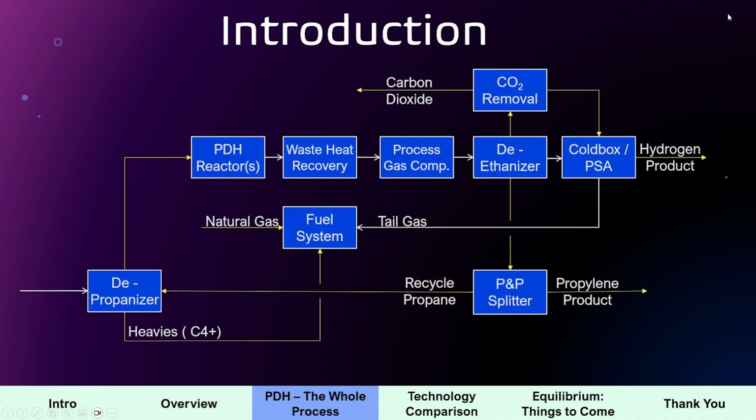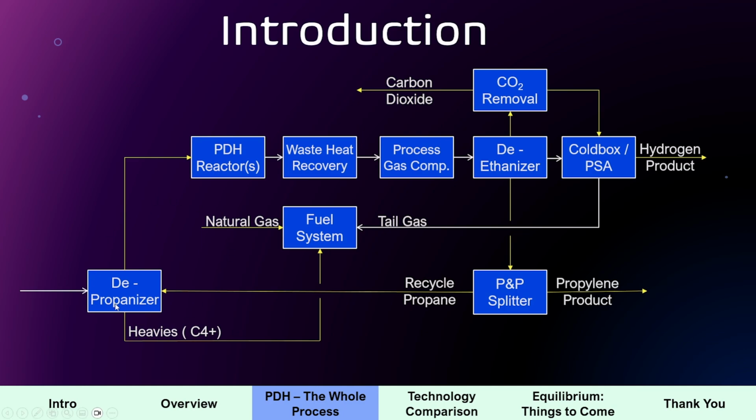So in a nutshell, if we wanted to zoom a little bit into the PDH technology, as you can see here, we have the depropanizer section. That's where you're getting your propane feedstock. Normally, that's coming from an upstream vendor that basically separates propane from natural gas. So propane is highly likely not going to be 100%. There might be some butanes, pentanes, hexanes, etc., and you need to purify that.